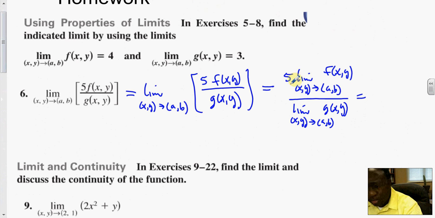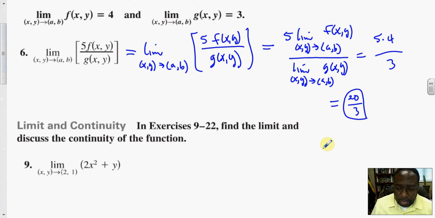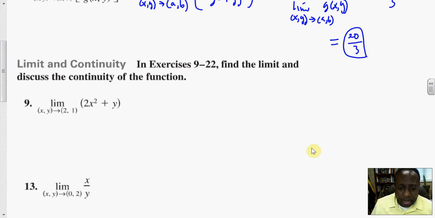And when you look at that, this just becomes 5 times the limit of f of x, y, and that's 4. So this is 5 times 4. Then that's divided by the limit of g of x, y, and that limit is 3. And so what we have there is 20 over 3. So no work there, believe you me, no rigorous work. We'll look at that a little bit later. These problems in this section are straightforward.